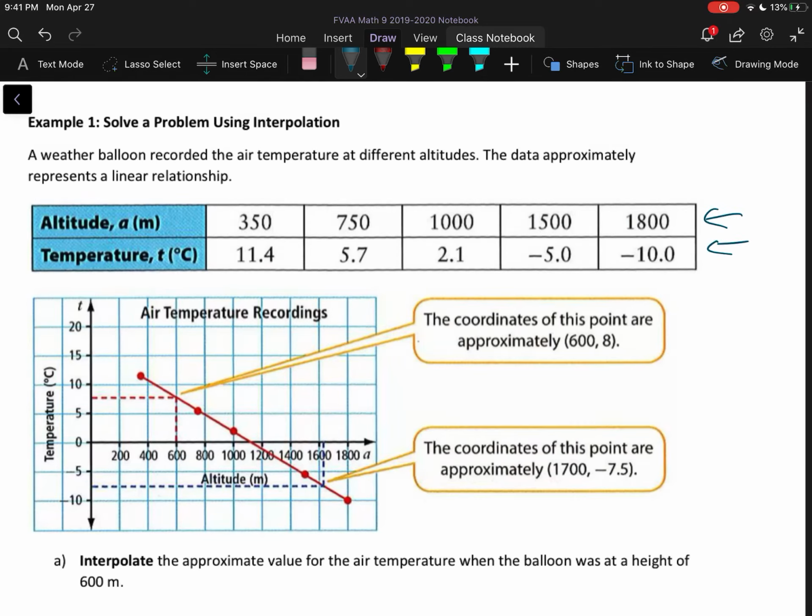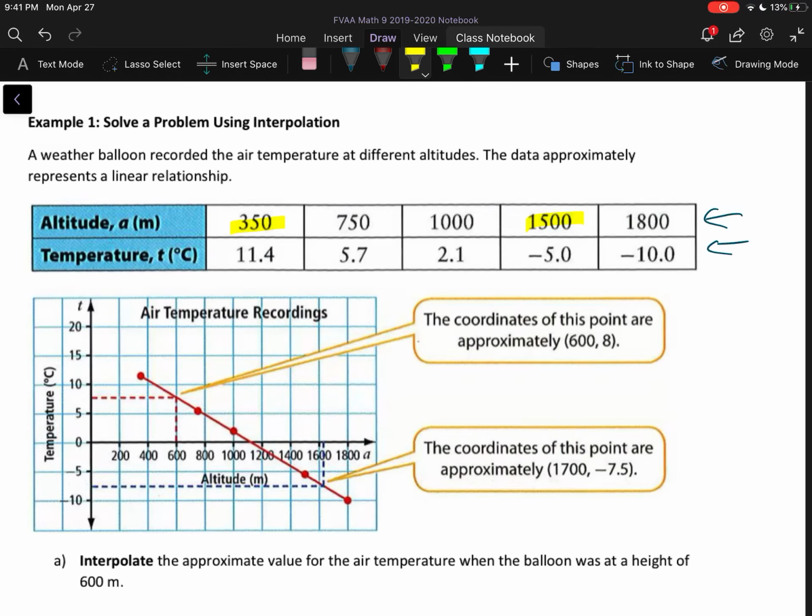Okay, it turns out they actually move together in a straight line, a linear relationship, which means they have a constant rate of change, if you guys remember that word from last set of notes. At the altitude of 350, you have a temperature of 11.4 degrees. That's cool, but it's not crazy cold. Put a little jacket on, you'll be all right. But once you get to like 1,500 meters above, I'm assuming sea level here, you're at negative 5 degrees Celsius, and you go another 300 meters, you've doubled the temperature at negative 10 degrees Celsius.